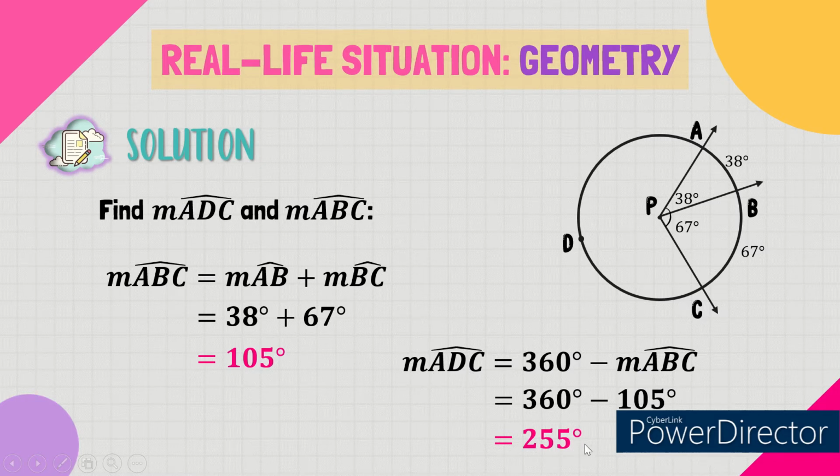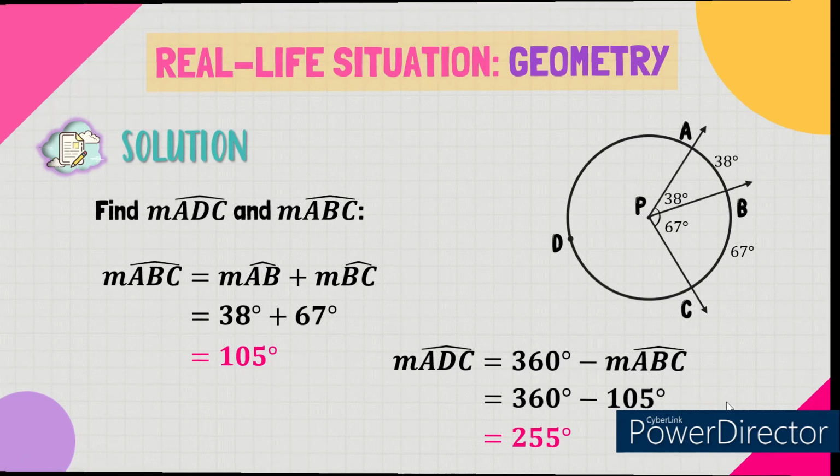And to check if your answer is correct, you can simply add the 255 degrees to the measurement of arc ABC, which is 105 degrees. If the answer is 360 degrees, then your answer is correct.